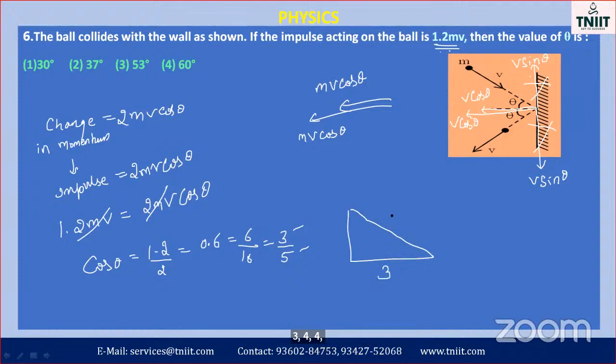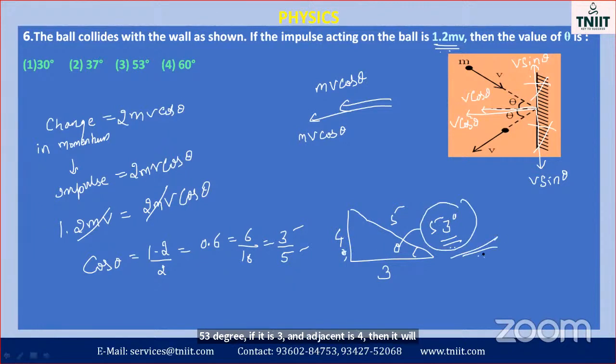Cos means adjacent over hypotenuse. This is 4. Then this angle theta should be equal to how much? 53 degree. If it is 3 and adjacent is 4, then it will become 37. So you have to remember this standard angle. Cos 53 is 3 by 5. So what is the angle now? 37 degree or 53 degree. So option 3 is the right answer here.